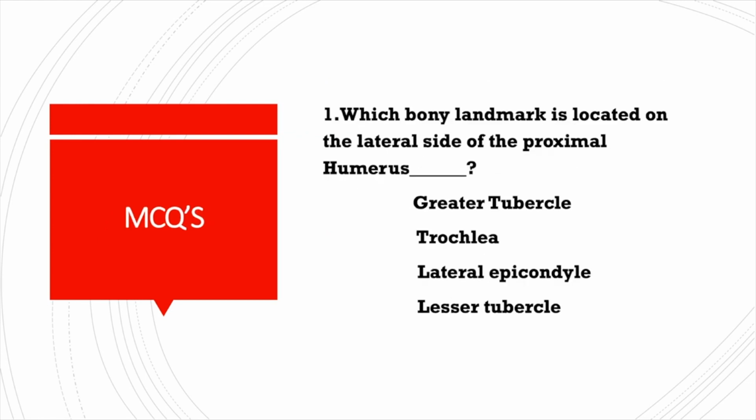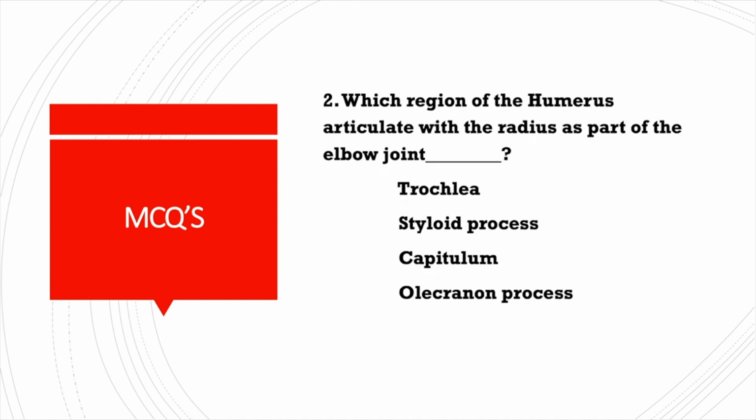MCQs. Which bony landmark is located on the lateral side of proximal humerus? Greater tubercle, trochlea, lateral epicondyle, lesser tubercle. Answer: greater tubercle. Which region of the humerus articulates with the radius as part of the elbow joint? Trochlea, styloid process, capitulum, olecranon process. Answer: capitulum.